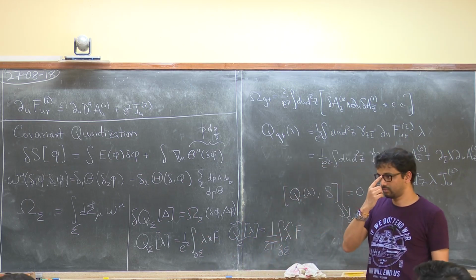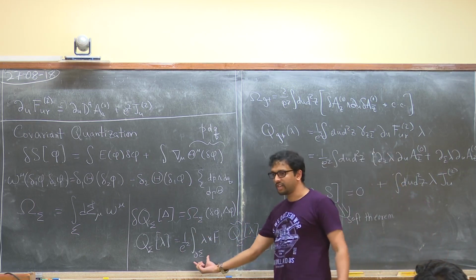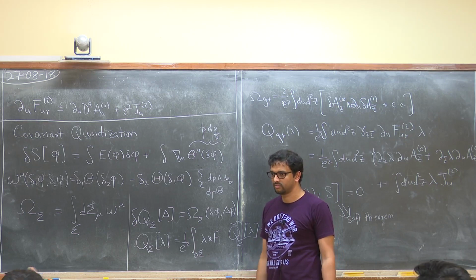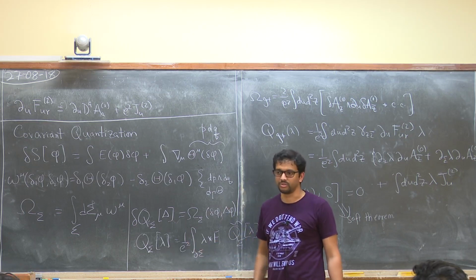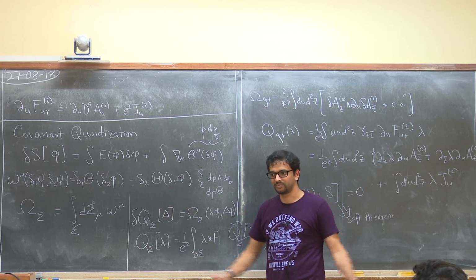Why don't you make lambda also a function of u? It would work. You could, but it wouldn't give you anything interesting because the charges only care about the value of the field on the boundary. But formally, everything goes through. It's still a symmetry, but you won't get any new Ward identities.